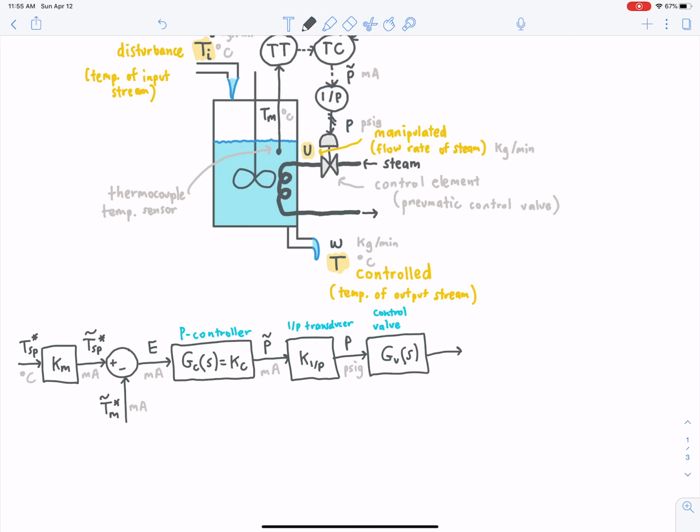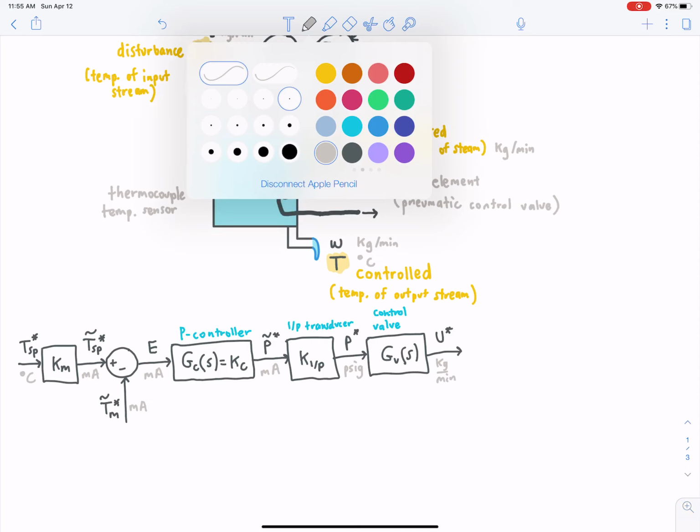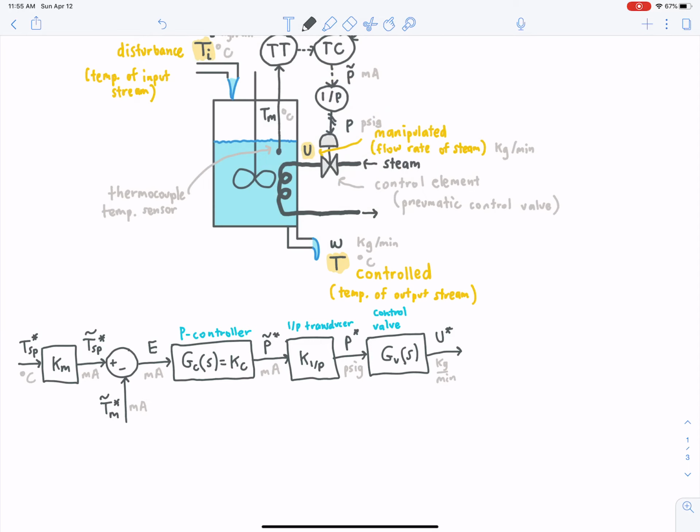And then finally, that pressure on the valve results in a certain flow rate of steam, U star, and that's your manipulated variable. This is in kilograms per minute, flow rate of steam. And then finally, that manipulated variable affects the process, and let GU of S be how exactly the flow rate of steam changes the temperature, all right?